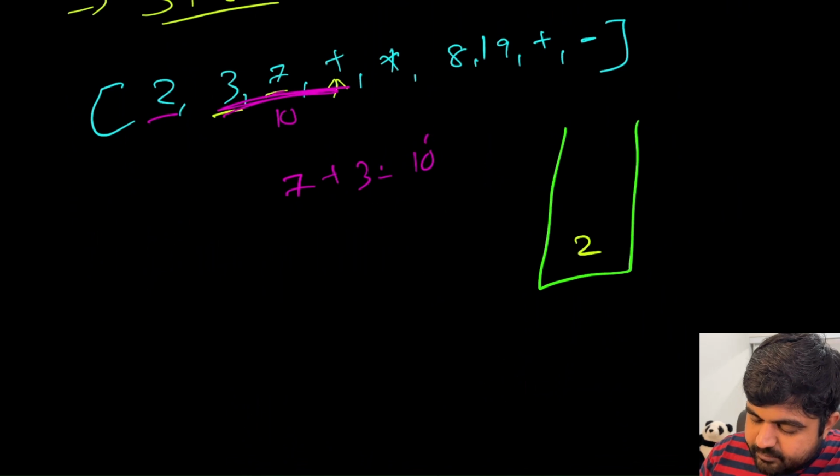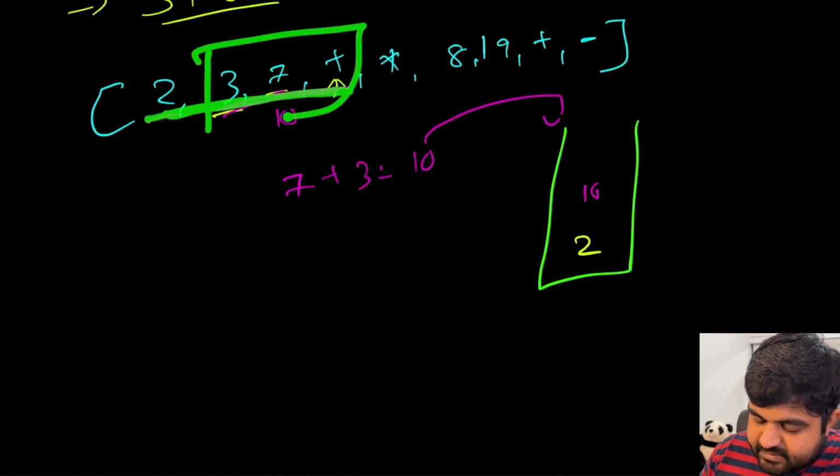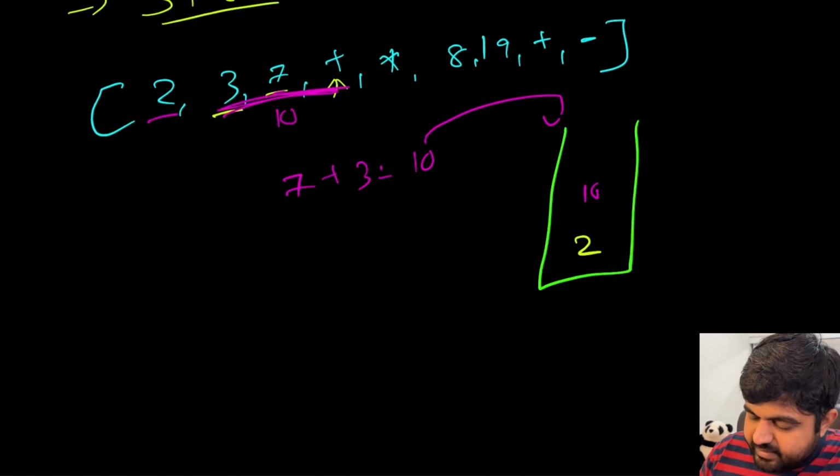So we are going to be pushing this 10 inside the stack. And now look at the stack. It actually contains the result for this portion, because the sum of these three values is 10 that is present over here, and then 2 was already here. Now we have 10 and 2.